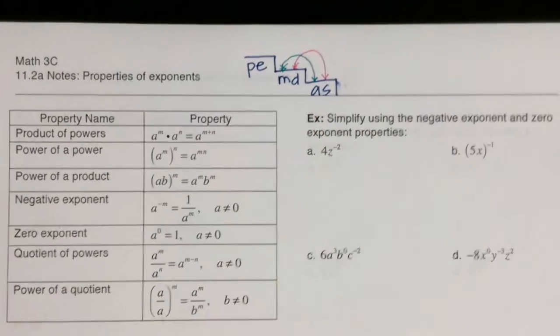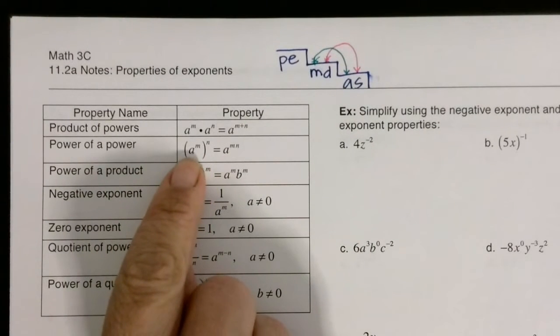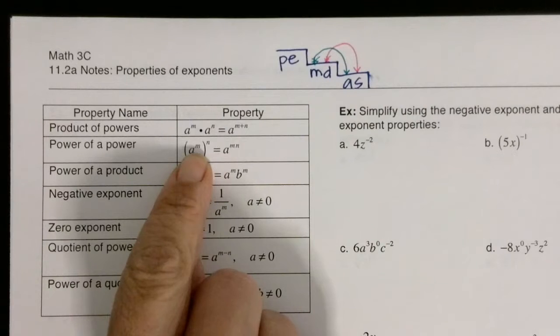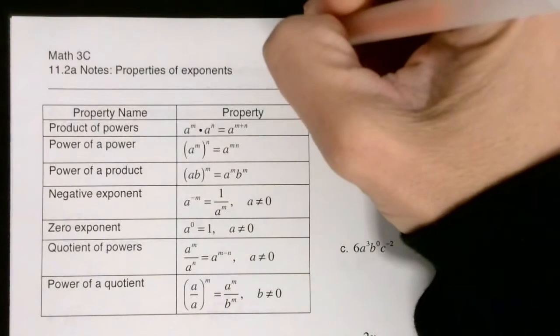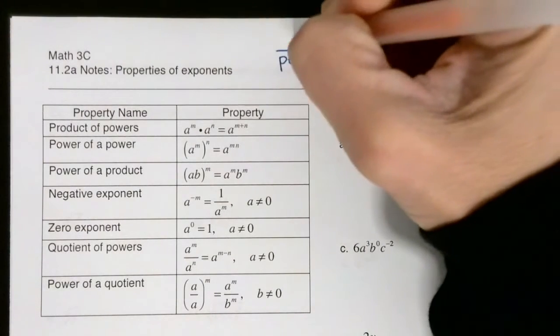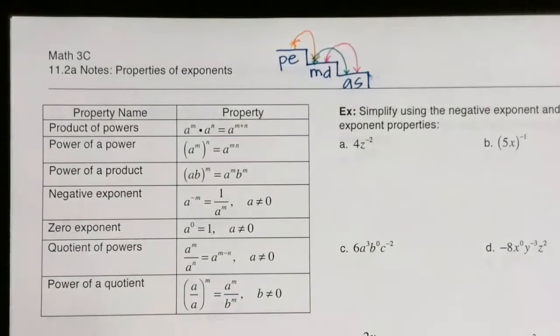Okay? The next property is power of a power. So if you have a base with an exponent and then there's another exponent, you can just multiply those together. Where you'll see that on my fancy PEMDAS staircase is if you see an exponent, or if you want to call it a power, you step down and multiply them.